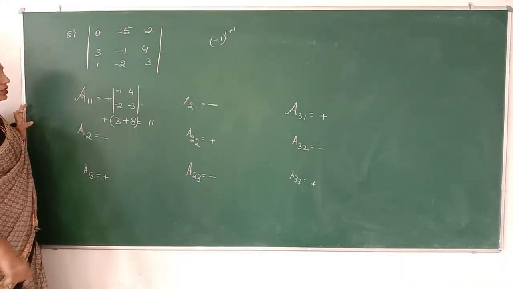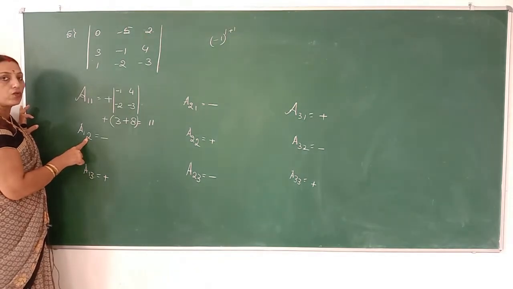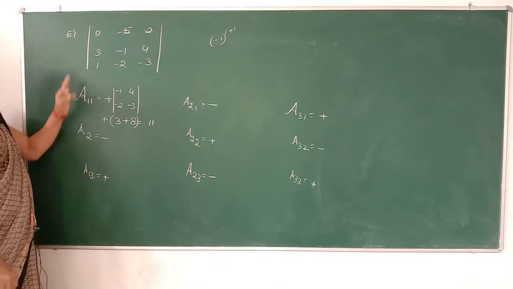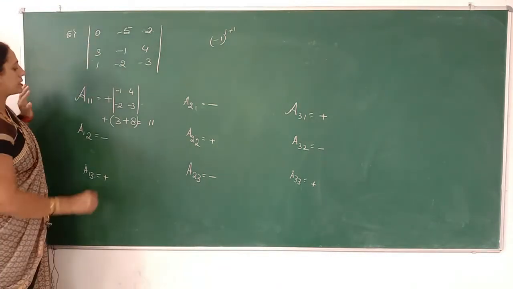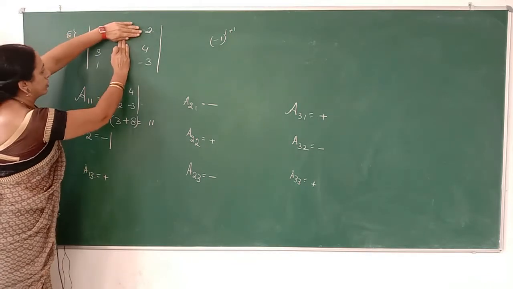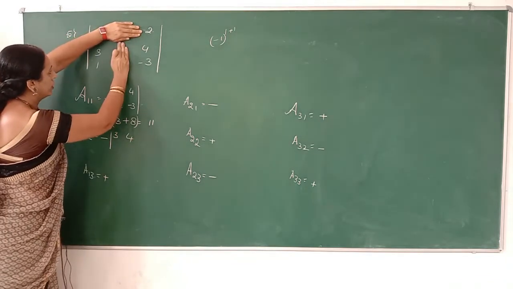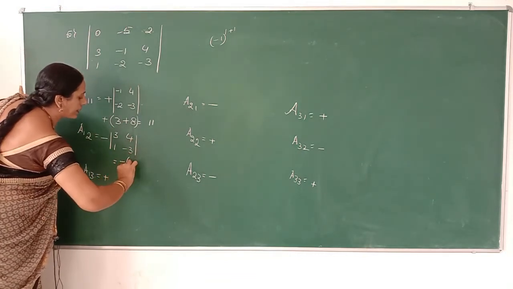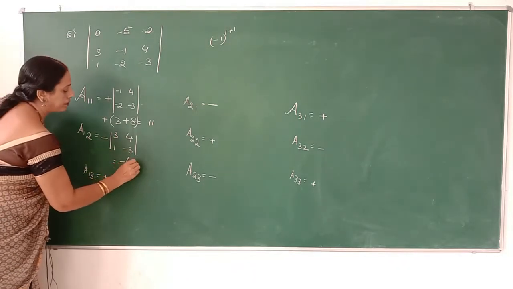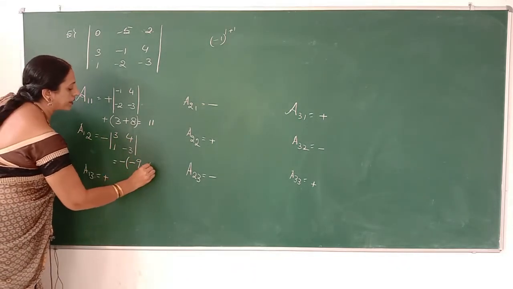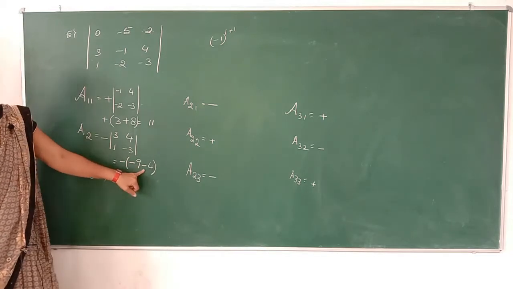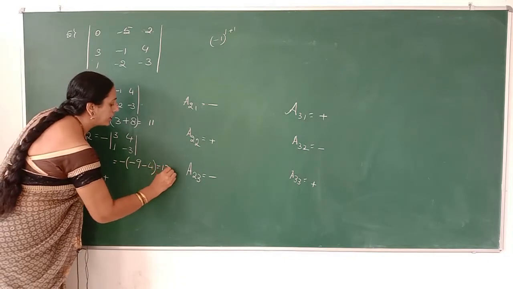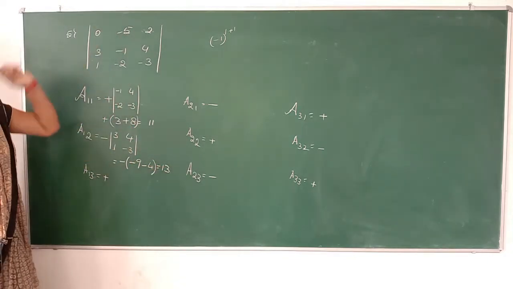The second element is A12, which is an element of first row second column, and these get neglected. That is nothing but 3, 4, 1, minus 3 get multiplied, that is minus half. Left diagonal is minus 9, minus right diagonal is 4. So minus 9 minus 4 is minus 13, minus into minus is plus 13. That is the cofactor of minus 5.